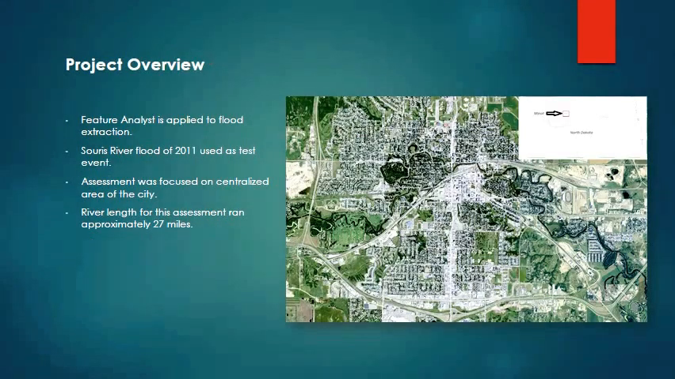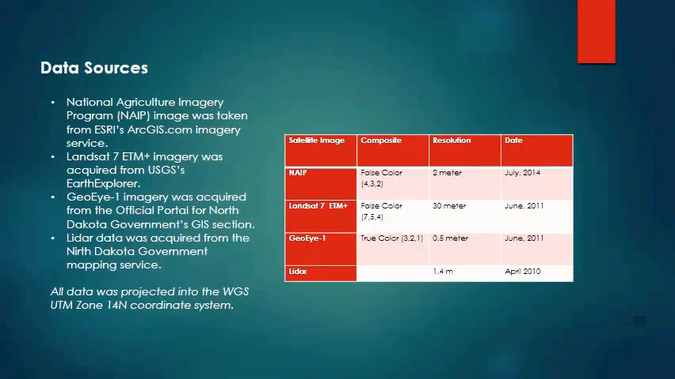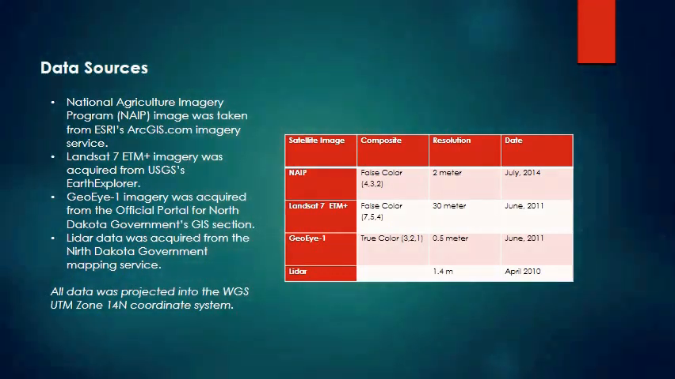In my project, I apply feature analysis to extract the flood extent of the Souris River flood event that occurred in 2011 in Minot, North Dakota. The river length of the assessment area is 27 miles, and my plan is to extract that river feature as well as the inundation level surrounding that feature. All the data used in this project was freely available.